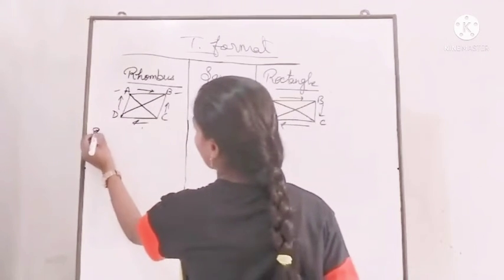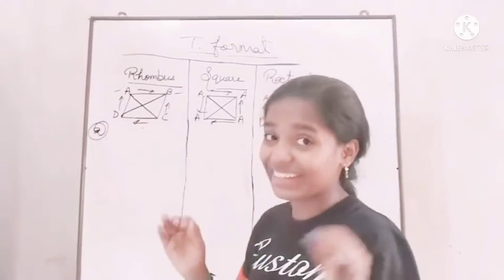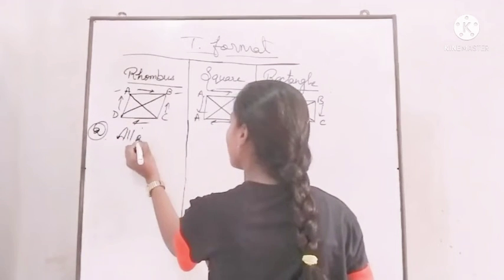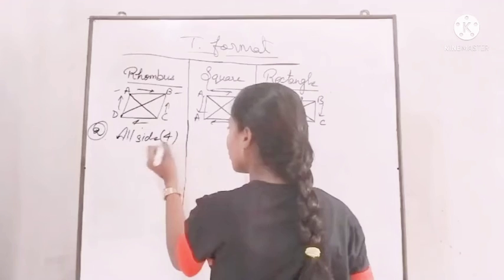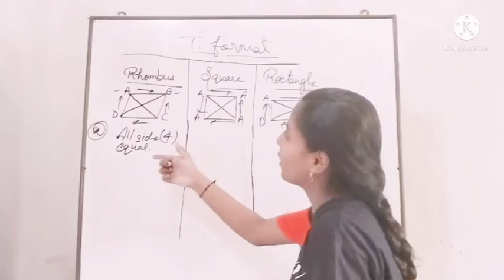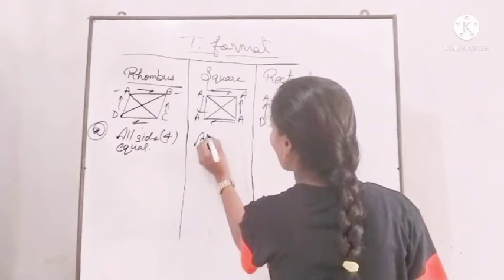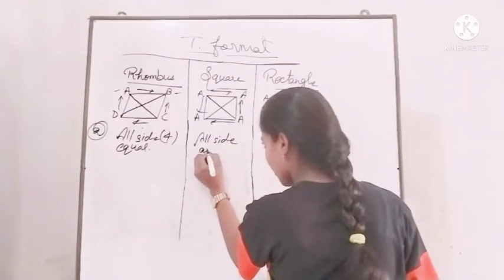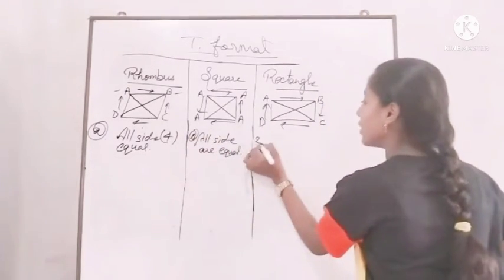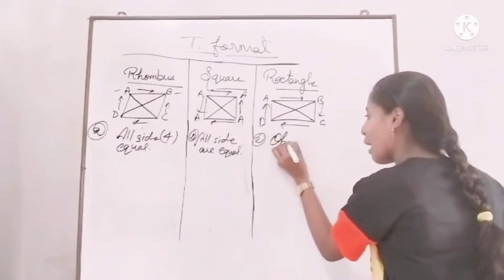Simple. Now the second point about the rhombus, what it says is that all four sides are equal. You can write over here. Simple, you are seeing this. All the four sides are equal. Now see the similarity between the rhombus and square in the second property. Here also all the sides are equal. But in the rectangle, what happens in the second property? It differs from the two figures.